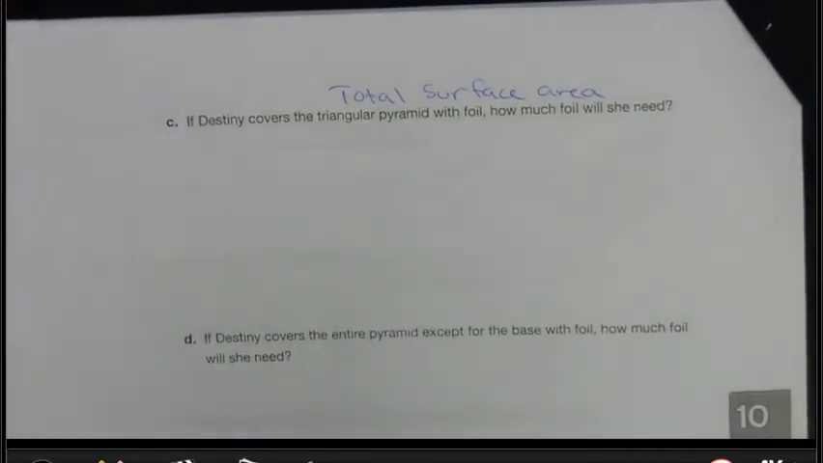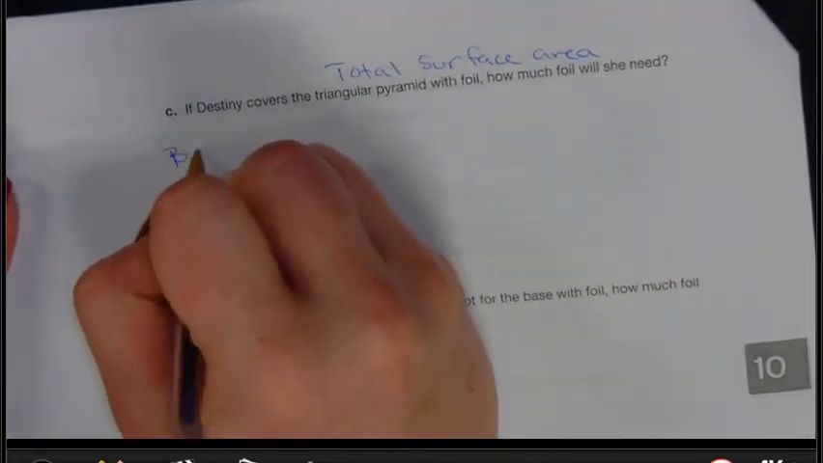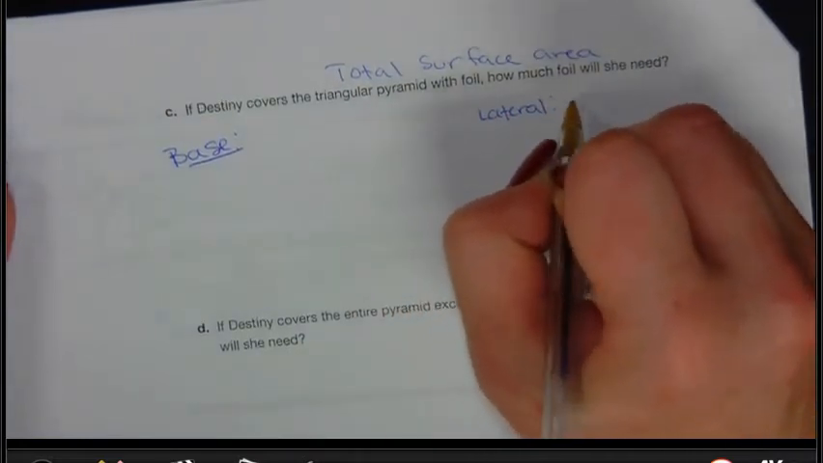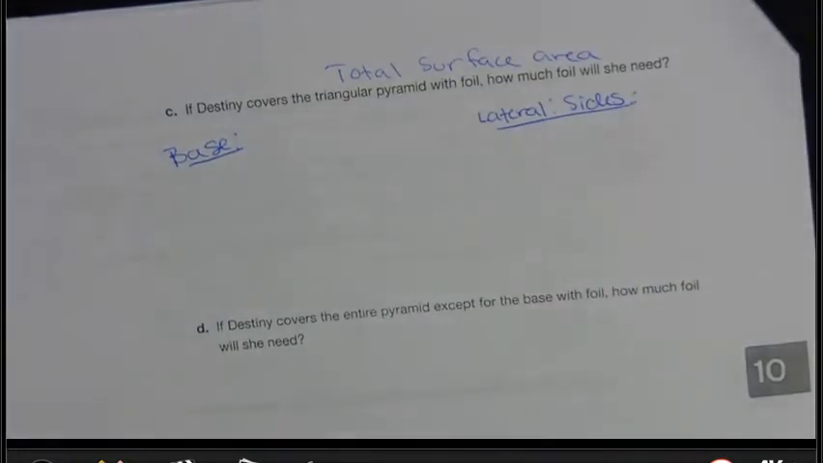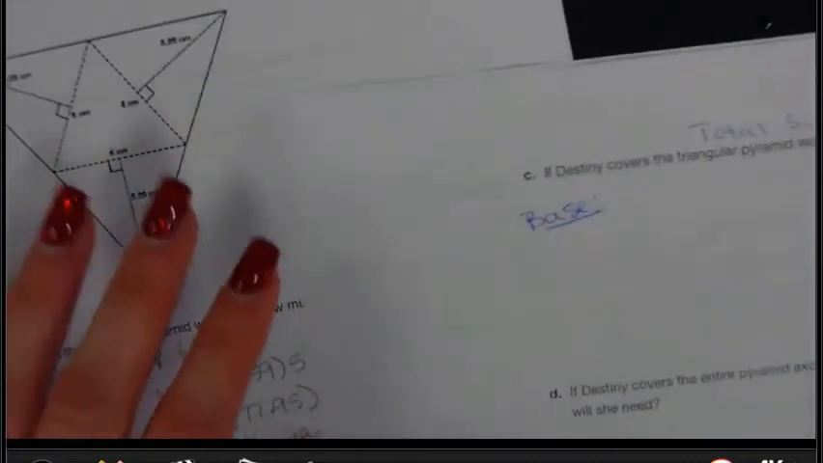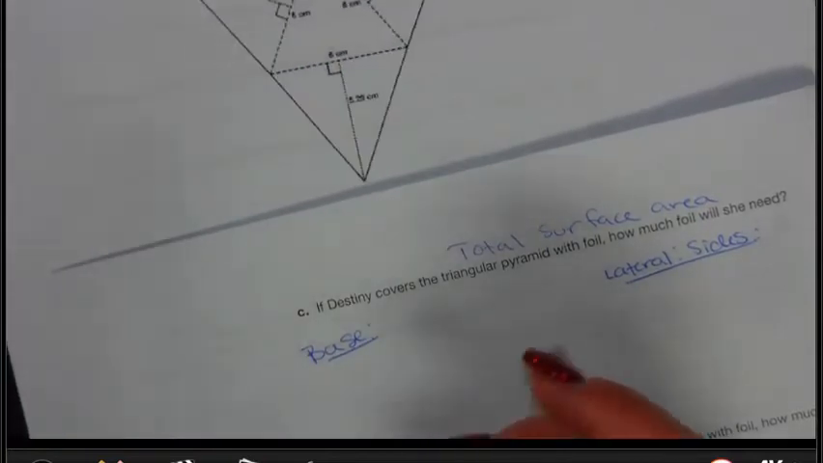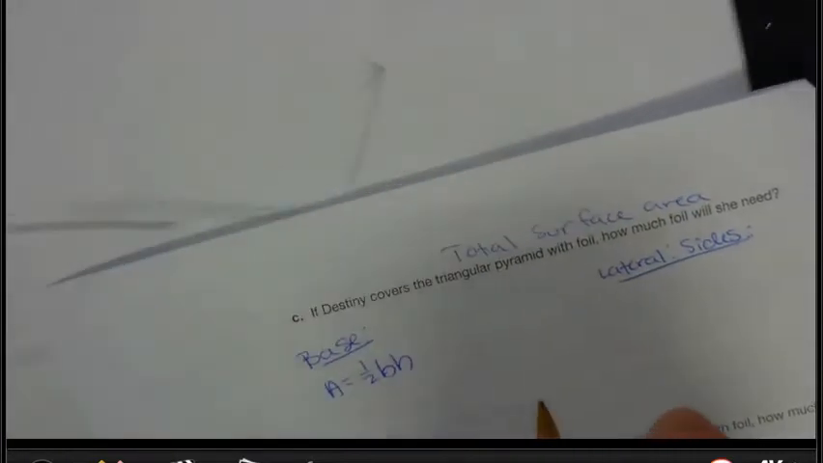There we go. Okay, the total surface area. All right, so I'm going to split this up here. I'm going to have my base area, and then I'm going to have my lateral or my sides. Okay, I'll flip this back over here so you guys can see it as well. My base is in the form of a triangle, so area is equal to 1/2 base times the height.